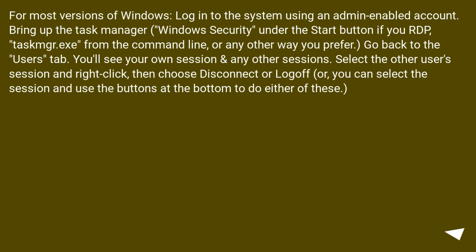For most versions of Windows, log into the system using an admin-enabled account. Bring up the Task Manager, through Windows Security under the Start button if you RDP, taskmgr.exe from the command line, or any other way you prefer. Go to the Users tab. You'll see your own session and any other sessions. Select the other user's session and right-click, then choose Disconnect or Log Off, or you can select the session and use the buttons at the bottom to do either of these.